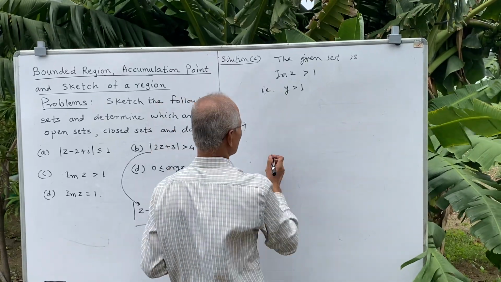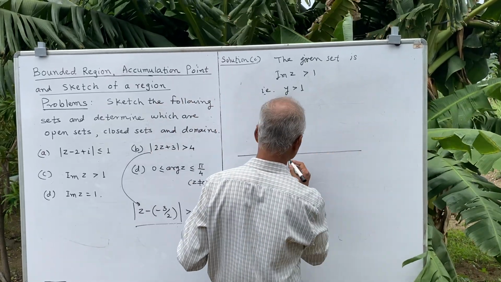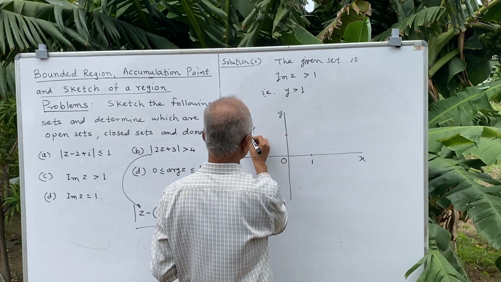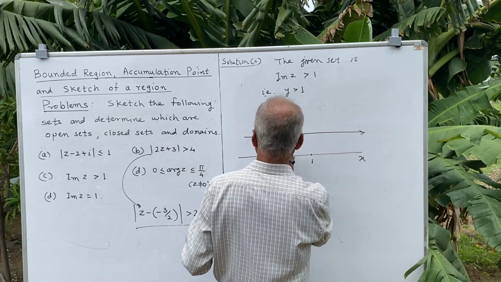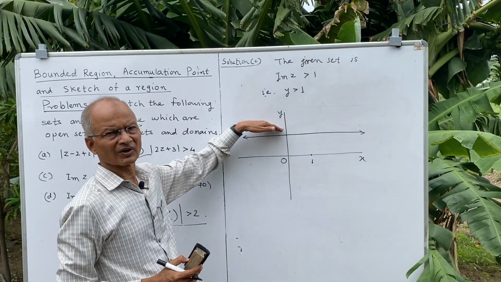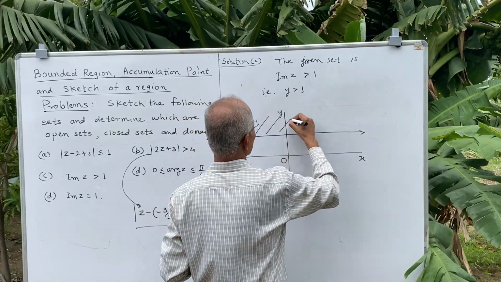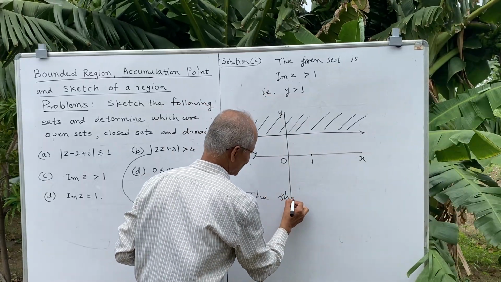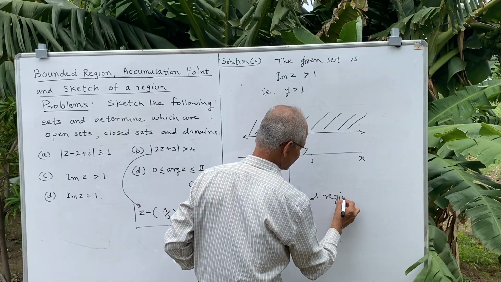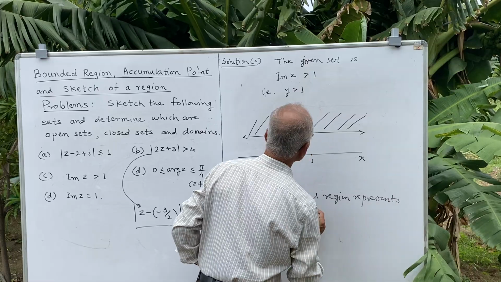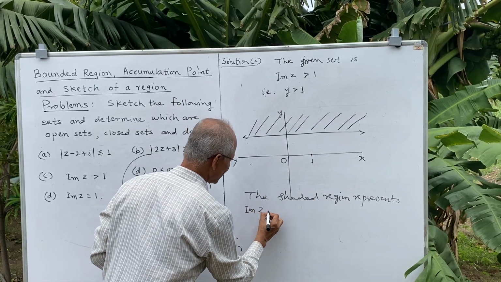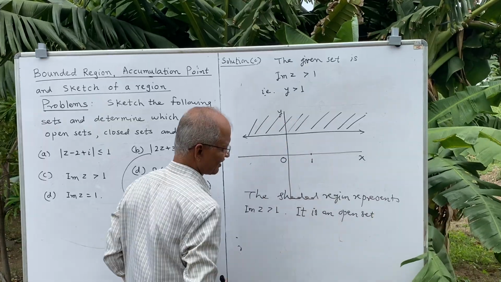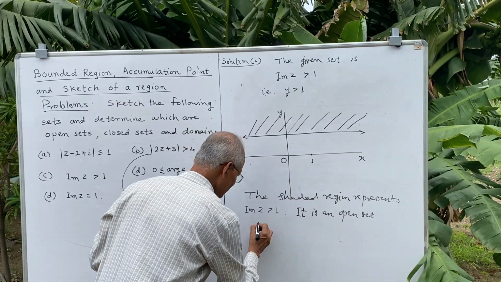It is an unbounded set, and if you consider the complex plane, y is equal to 1 is this point, x is 1 is this point, and therefore y is equal to 1 is this line, and all those points which have y coordinate greater than 1 will be these, and so the shaded region will represent the given set, imaginary z greater than 1. It is an open set, and it is a domain.